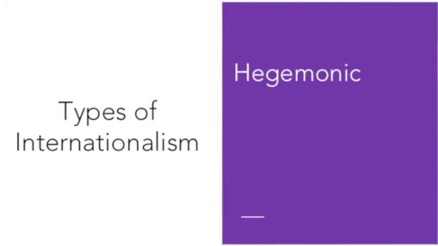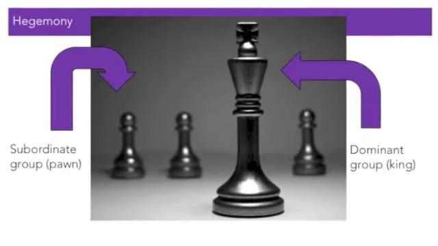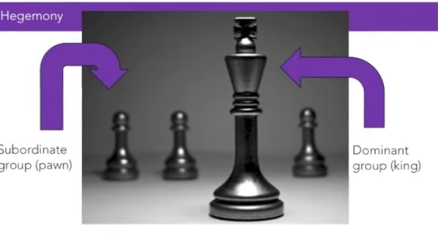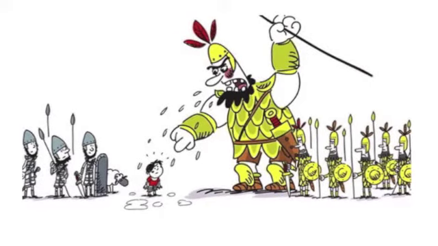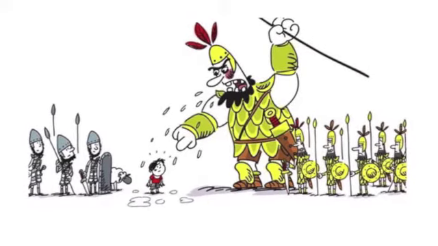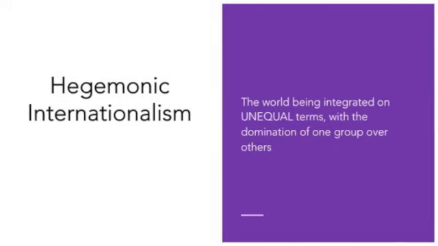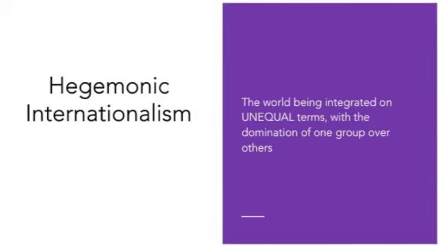But before we can understand hegemonic internationalism, we need to understand what hegemony is. Hegemony is the domination of one group over another. It can be social, political, or economic. In a hegemonic situation, the dominant group is using systemic power to reinforce their position or exert influence over the other group. So now that we understand what hegemony is, let's look closer at hegemonic internationalism.